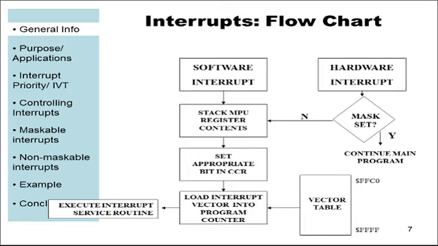In this flowchart, we are able to see the flow of interrupts. There are two types of interrupts, hardware interrupts and software interrupts. For both the interrupts, the same procedure is followed. We are going to check the status registers, save the current state, set the appropriate bit in CCR, load the interrupt vector into the program counter, and execute the interrupt service routine.